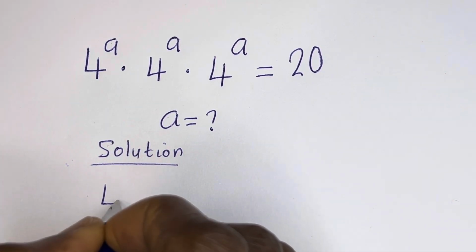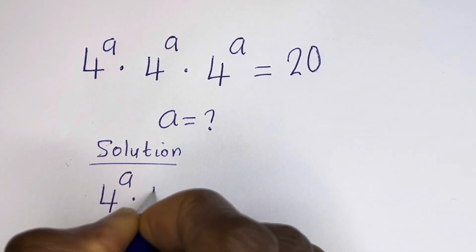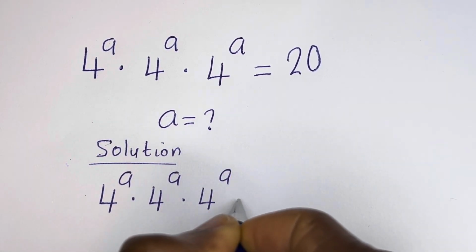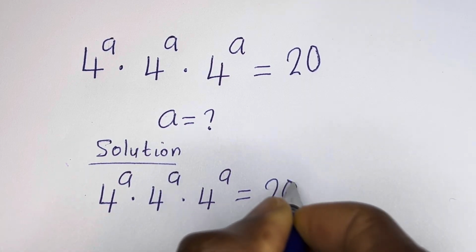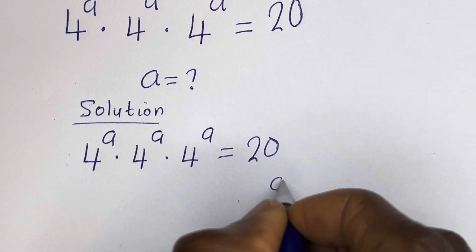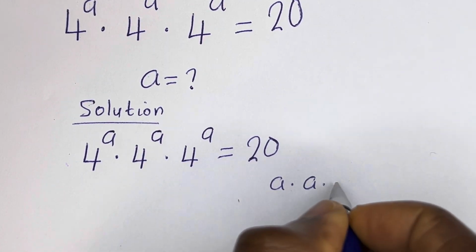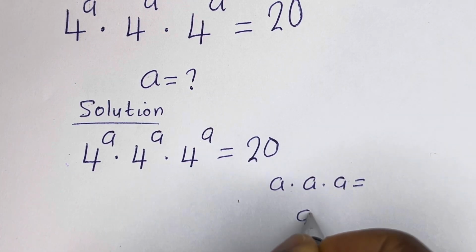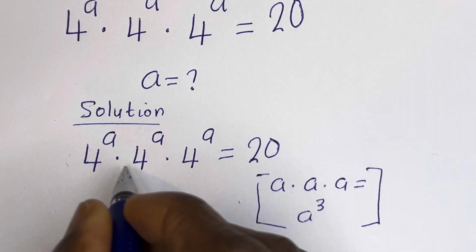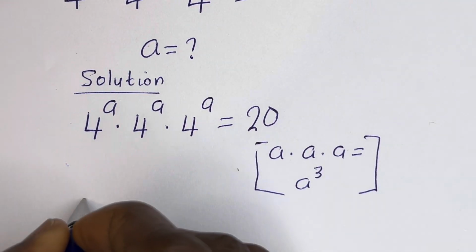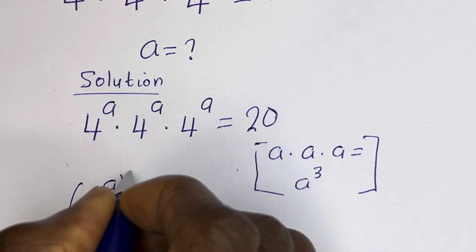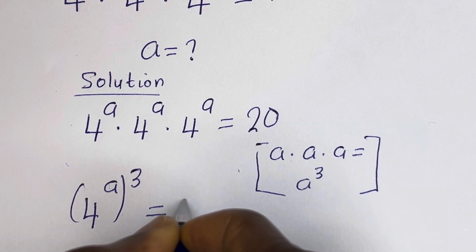This is 4 to the power of a multiplied by 4 to the power of a multiplied by 4 to the power of a is equal to 20. Take note of this, that if you have a multiplied by a multiplied by a, this is equal to a to the power of 3. Then this can be written as 4 to the power of a to the power of 3 is equal to 20.